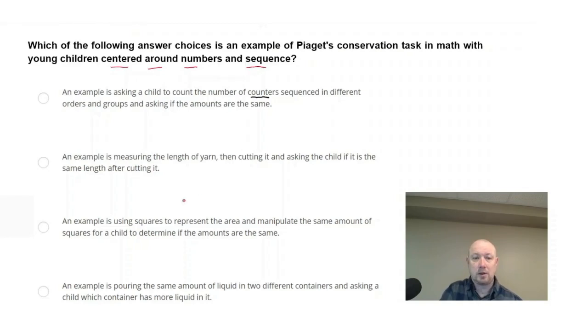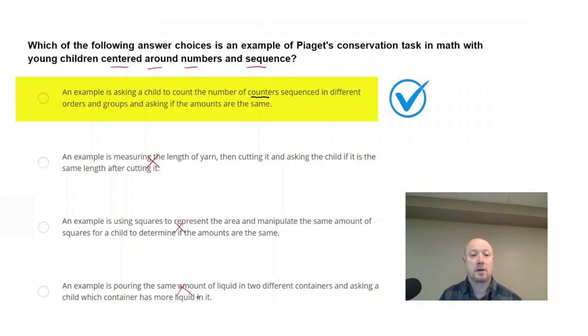So I'm going to eliminate the choices that talk about length, talk about area, and talk about volume. So the correct answer would be, an example is asking a child to count the number of counters sequenced in different orders. So we see different orders and groups, and asking if the amounts are the same. So this is the correct answer.